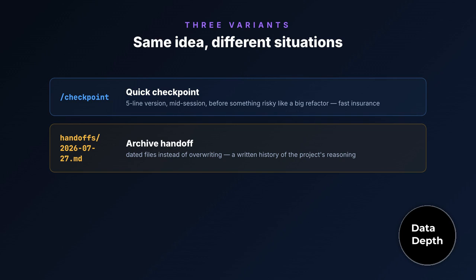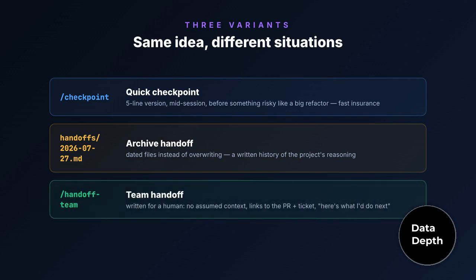Variant 3, the team handoff. Same structure, but written for another human. No assumed context, links to the PR and the ticket, and an explicit "here's what I do next." That one makes you look extremely organized for about 30 seconds of effort.